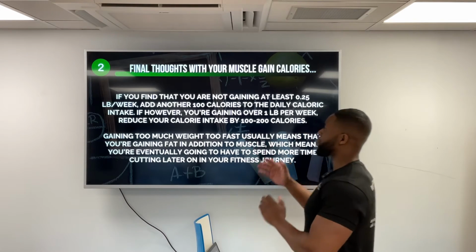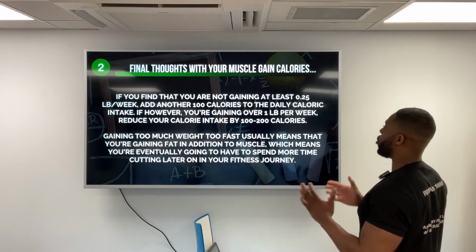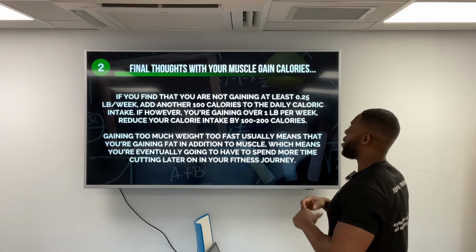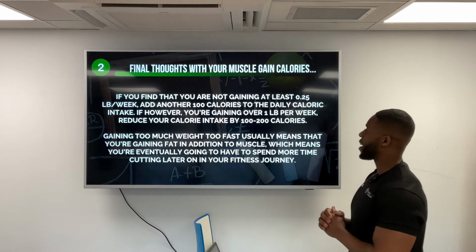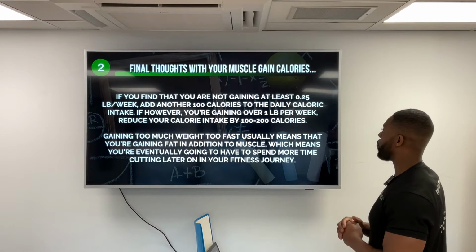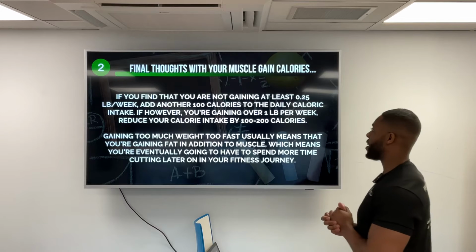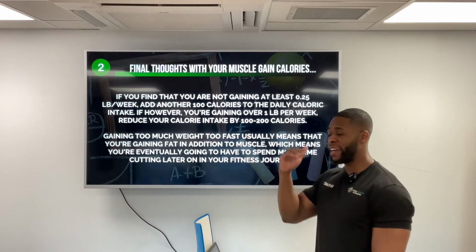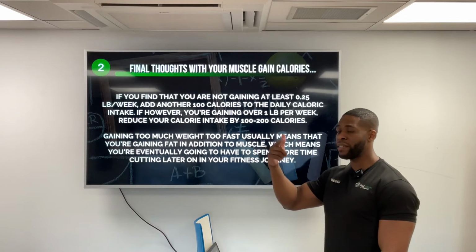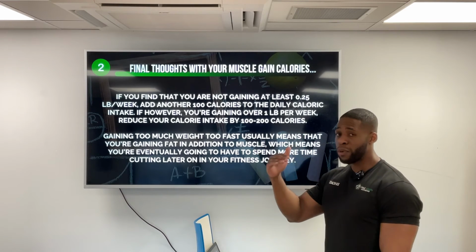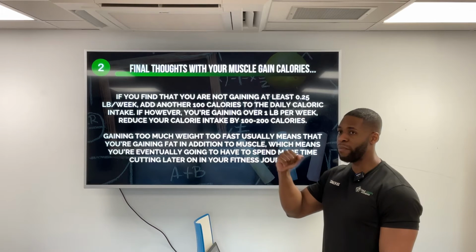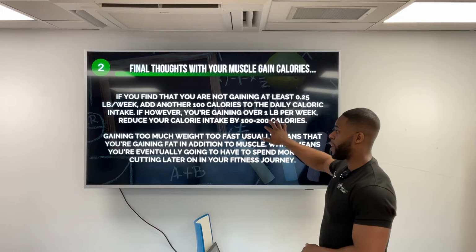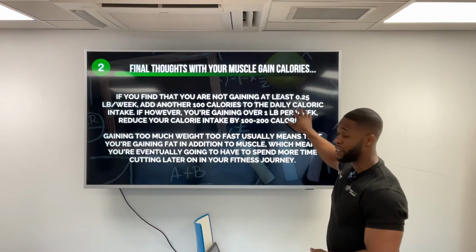Final thoughts on that. If you find that you are not gaining at least 0.25 pounds per week, add another 100 calories to the daily caloric intake. If, however, you're gaining over 1 pound per week, reduce your calorie intake by 100 to 200 calories, because like I said, there is that threshold or that fine line between putting on too much weight, which accumulates into still muscle tissue, but then you're going to be accumulating body fat as well. So when we're talking about lean bulking, make sure you manipulate this as required from here as well, okay?